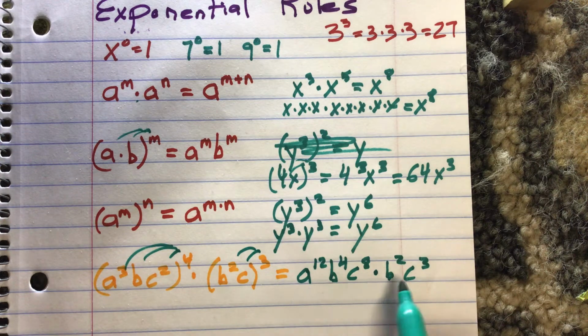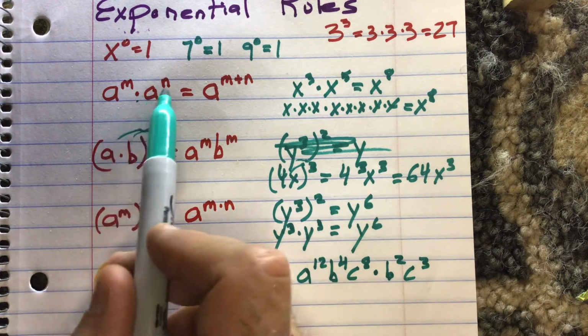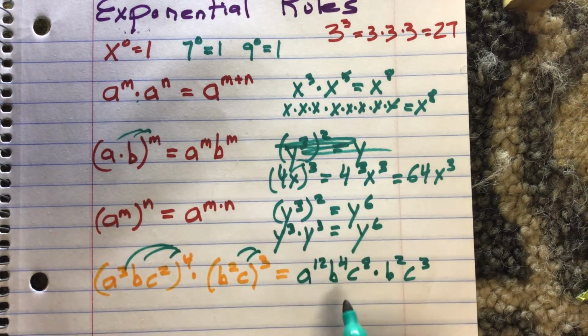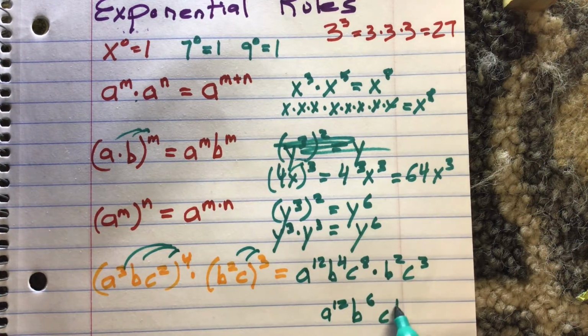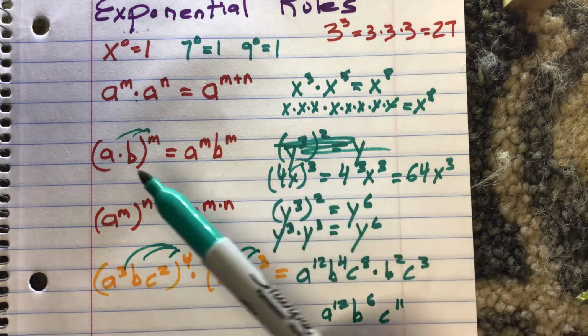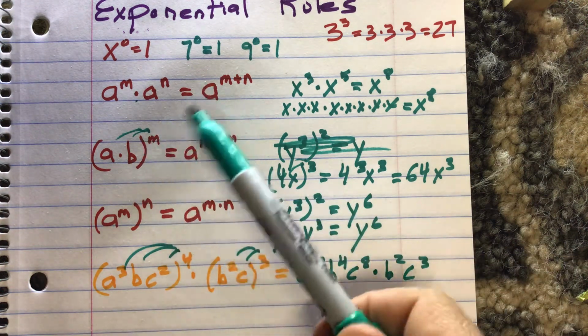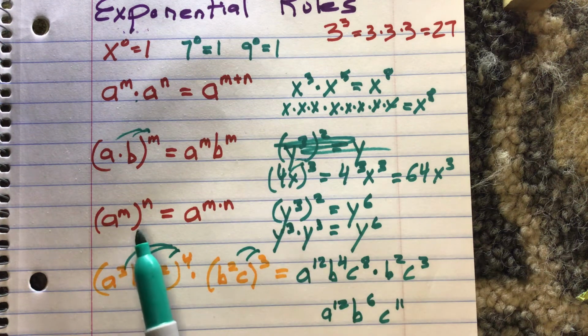Now I can combine like terms, anything with the same base, you add the exponents. So I have a to the 12th, b to the 4th and b to the 2nd makes b to the 6th, c to the 8th and c to the 3rd makes c to the 11th. So that's a combination of using this rule and this rule, and this rule as well.